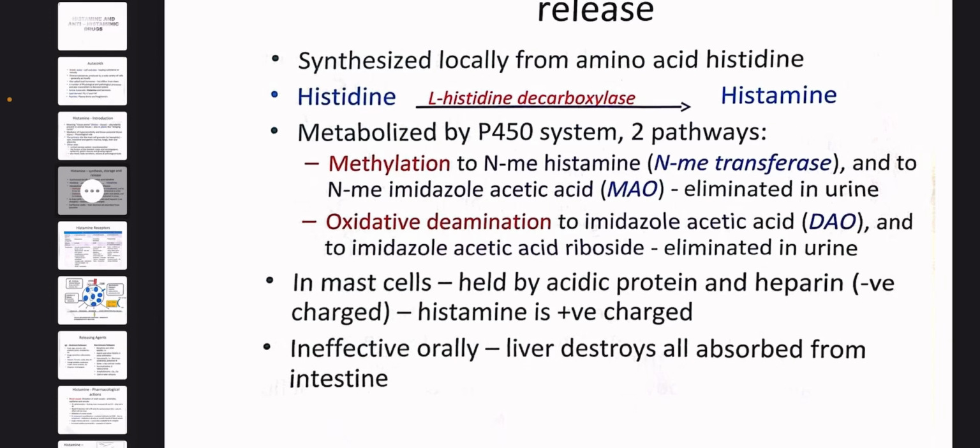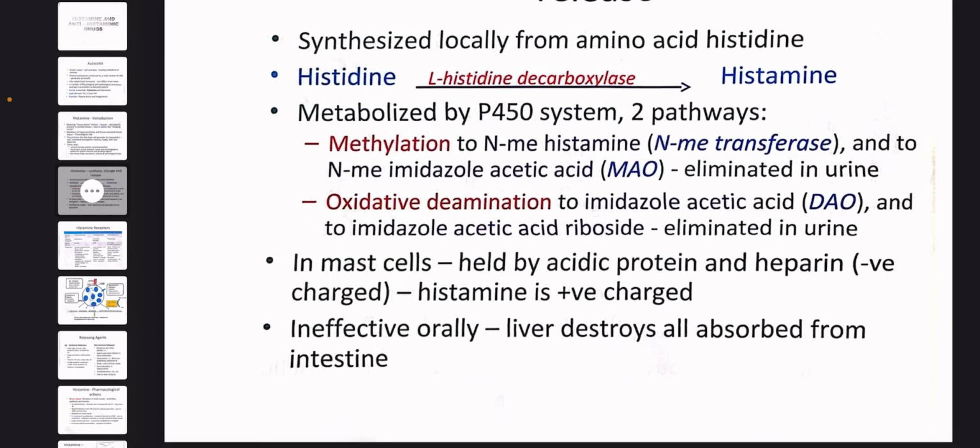First, histamine undergoes what we refer to as a methylation reaction. That's one of the two pathways involved. Methylation is an example of a conjugation reaction where a methyl group is added to a compound. Adding a methyl group to histamine gives rise to N-methylhistamine. The enzyme that helps to add the methyl group to histamine is N-methyltransferase. It also gives N-methyl-imidazoacetic acid. So those two things are formed by methylation, and they are eliminated in urine.